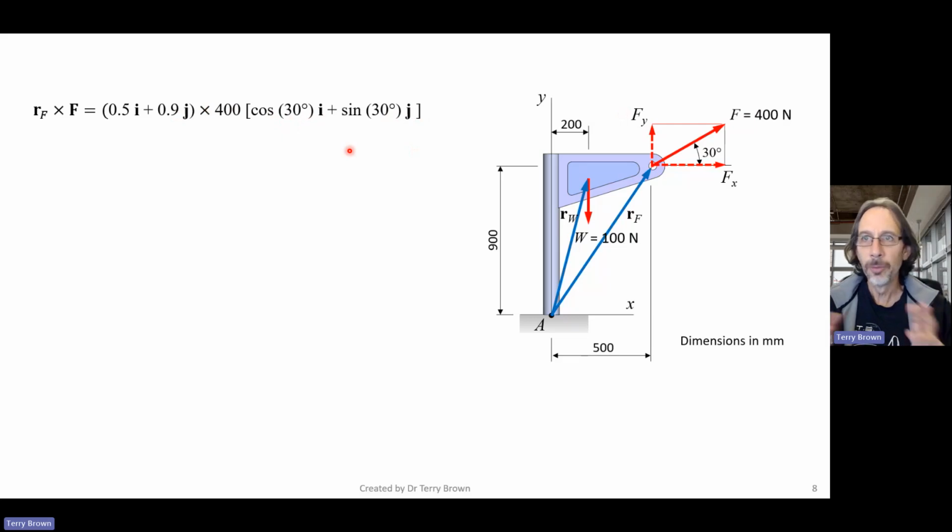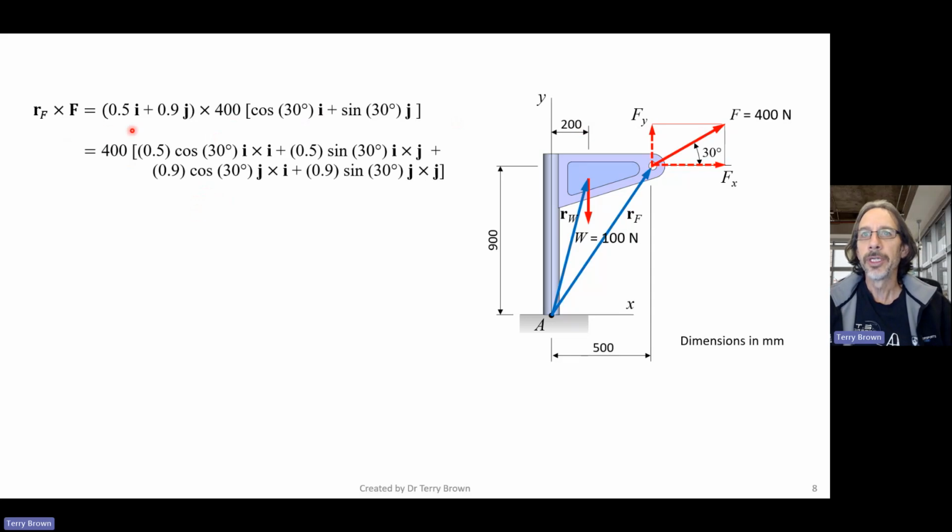Now there's ways using determinants and so on to do these cross products of vectors. But what I like to do here is just keep it simple and show you how you can multiply through to get the answer. It's a little bit slower and more tedious, but hopefully a little bit easier to understand. So what we've got here is to multiply through each of these terms. We can put the 400 out the front, and then we've got 0.5 i times cos 30 i.